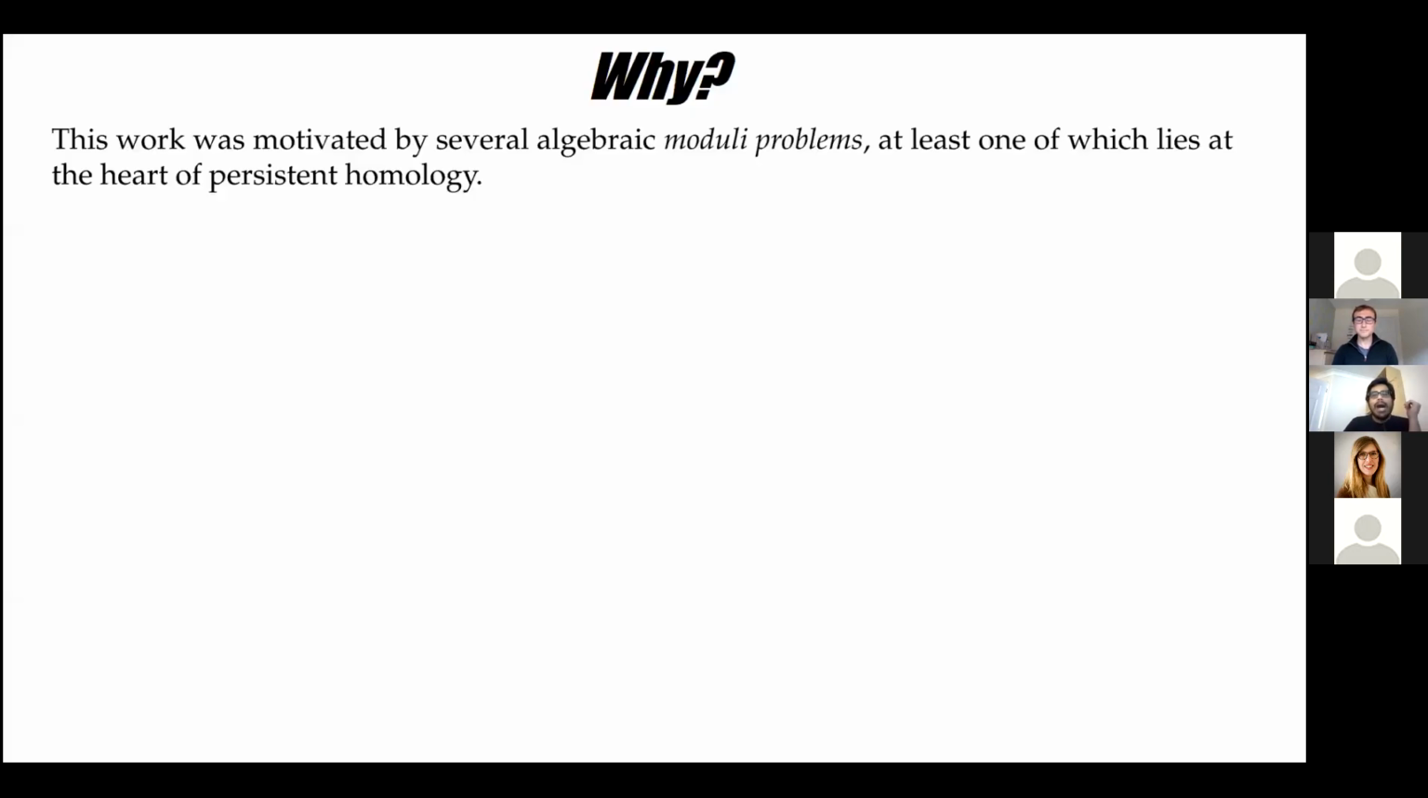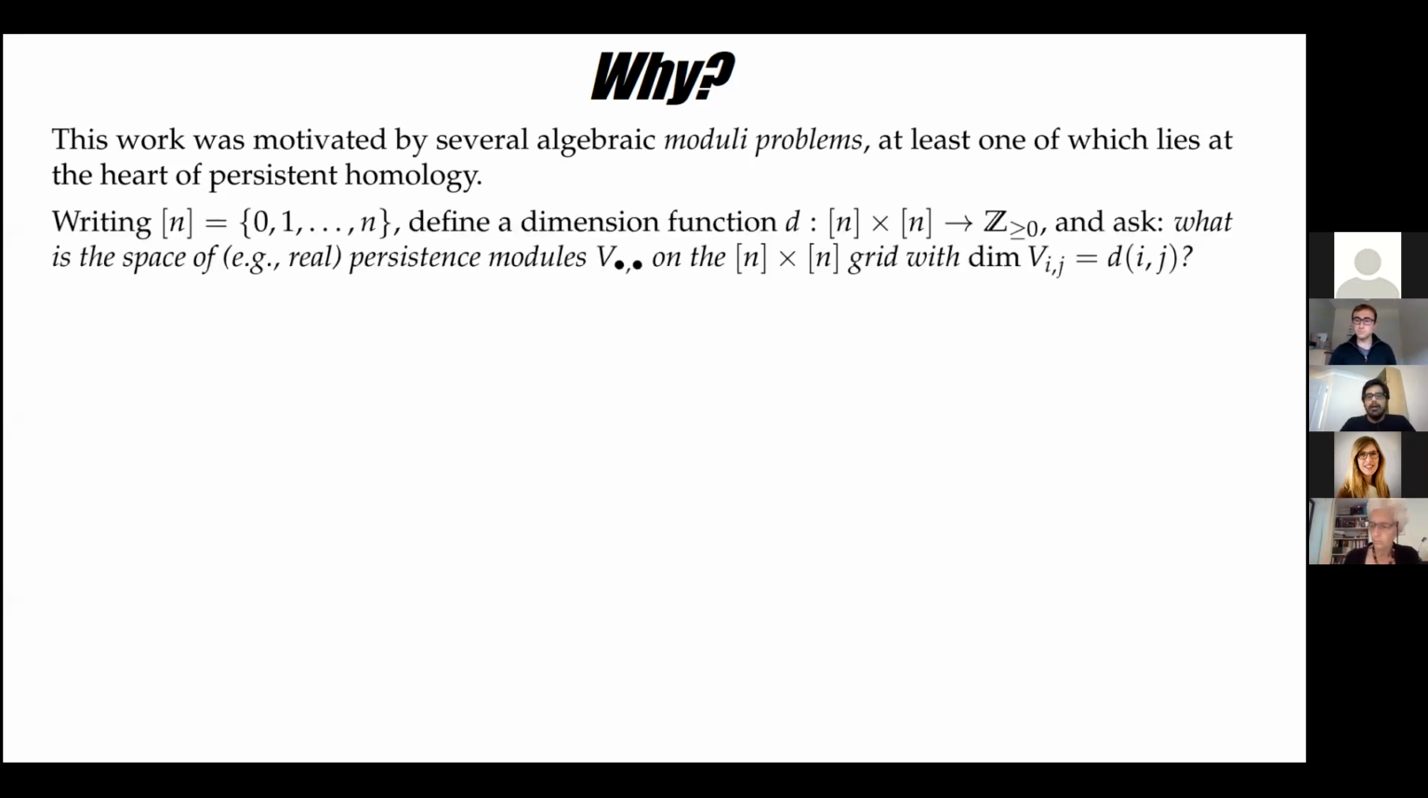Let me tell you why we were working on this. At least from my side, almost all of the motivation, even though persistent homology is not mentioned here, was inspired very much by multi-parameter persistent homology, and let me explain why. If you just pick an integer n and look at an n by n grid, and on all the integer points in that grid, you just put down a dimension. So there's some function d that's taking ij and giving you a positive integer dij.